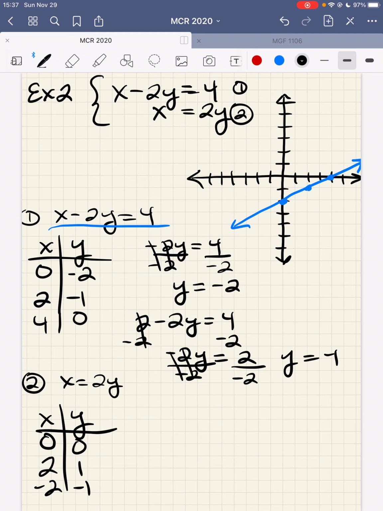So it's important also that if you have something in the form of y equals mx plus b, to use that slope and y-intercept to your advantage. All right? So I'm going to graph this one in red. So I have 0, 0. I have 2, 1. And I have negative 2, negative 1. And I'm going to go ahead and graph my line.